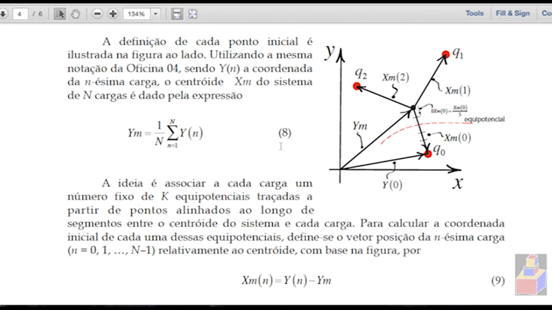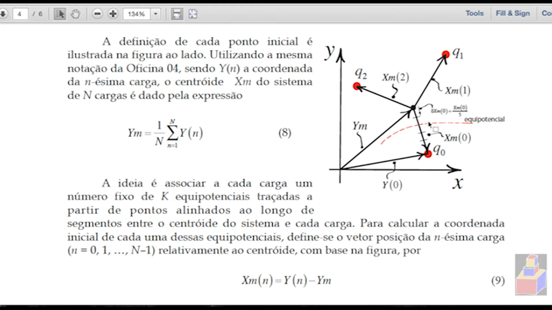Well, how do we define the initial coordinates? We do it in a certain simple way. If you have a set of charges, one way to trace equipotential lines is to determine the center of the system, the centroid of the system, and define lines that go from the centroid to a given charge. If I separate this line in regular intervals, I can start the equipotential in each of these points along this line.